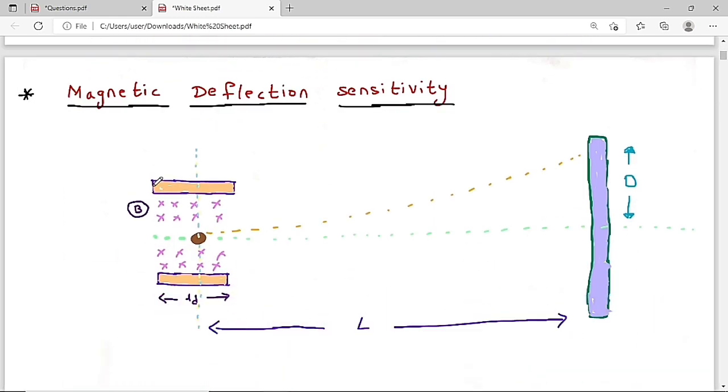Now we will discuss the magnetostatic deflection sensitivity. Same thing here, these are the deflection plates. L is the length of these deflection plates. Now L is the distance between the center of these deflection plates and the fluorescent screen. This is basically the electron. Now I am going to apply the magnetic field. Because of this magnetic force, it will go in a parabola shape, and finally it is going to hit the fluorescent screen. The distance between the center of the fluorescent screen and the point hit by the electron is called the distance d.